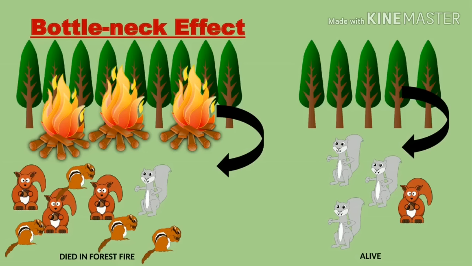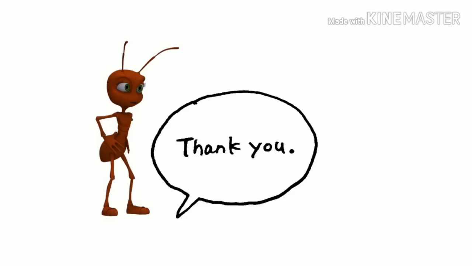So with this we are done with the bottleneck effect, and you have to remember that genetic drift may occur by the bottleneck effect or it may occur by the founder's effect. In the next video we are going to talk about the founder's effect. Although the overall property and effect of both, the bottleneck effect and the founder's effect, are somewhat similar, there is a slight difference between them, which we are going to see in our next video.